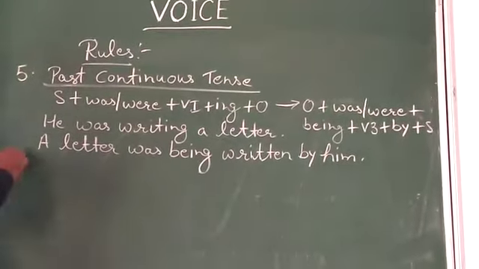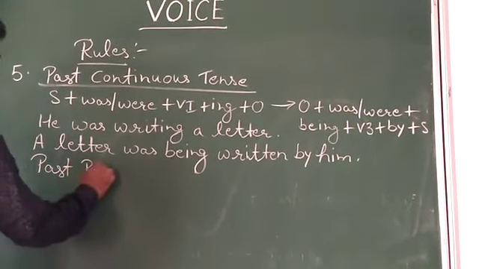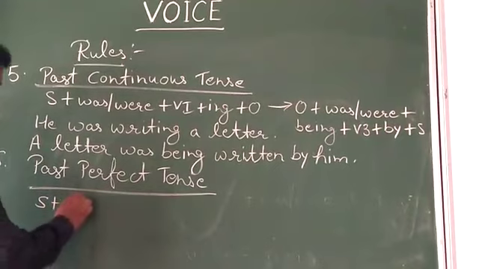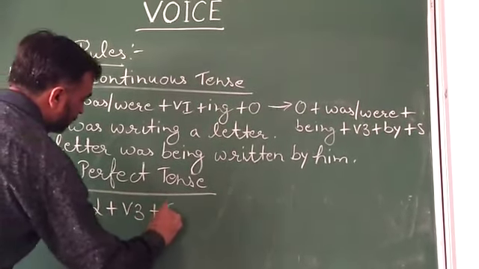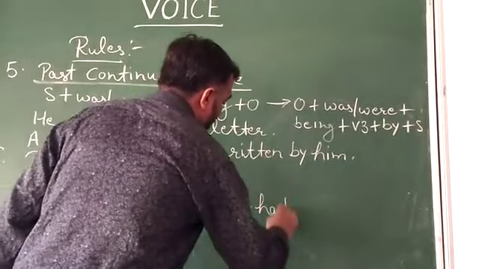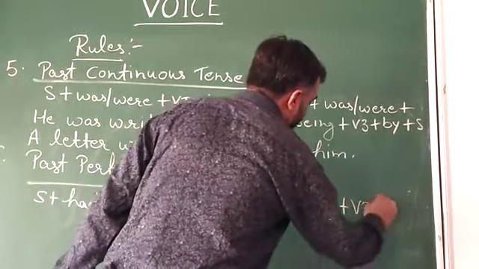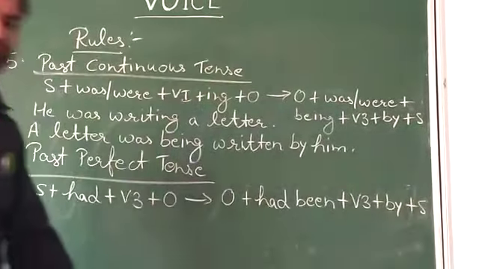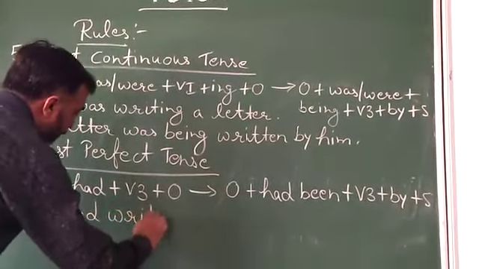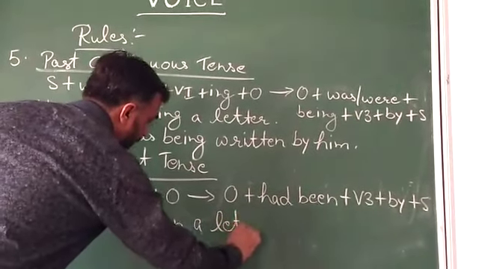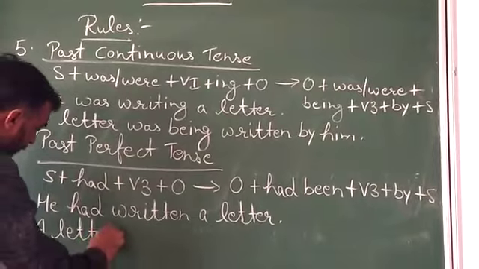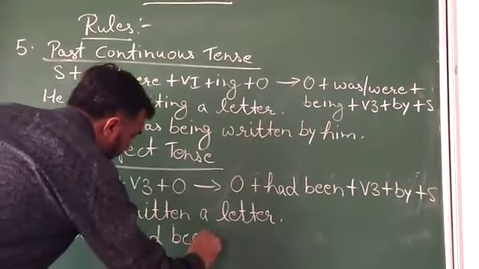Next is the 6th rule, past perfect tense. The structure is subject plus had plus third form plus object. And the passive structure of this sentence is object plus had been plus third form plus by plus subject. An example, he had written a letter. This is an active sentence. What is the passive sentence? A letter had been written by him.